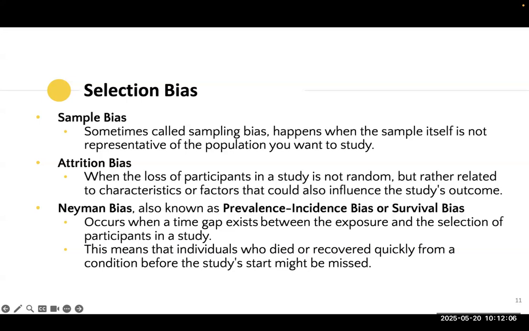Now, this is an interesting one, Neyman's bias. It's also called prevalence incidence bias or survival bias. This is when there's a gap between the exposure and the selection of the participants in the study. So if you have an exposure and then a period of time, basically you've got the folks that didn't die or recovered quickly from a condition. So how things started at the front end of the study may be missed, right?